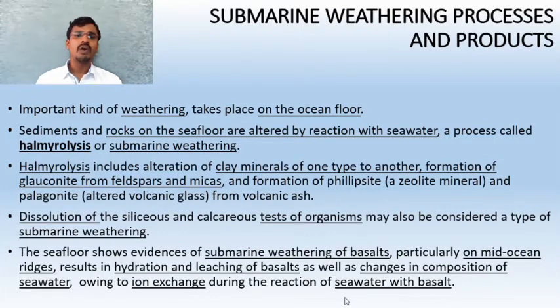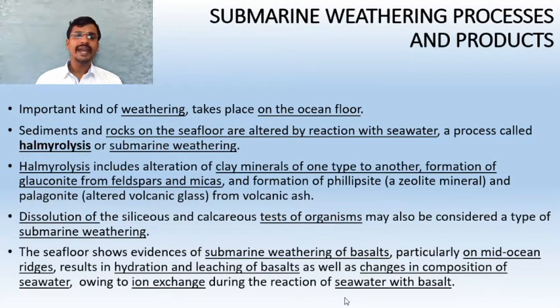Hydrolysis includes alteration of clay minerals of one type to another, leading to the formation of glauconite from feldspar and mica, and formation of philipsite, which is a zeolite mineral, and palagonite, which is basically altered volcanic glass from the volcanic ash. Dissolution of the siliceous and calcareous tests of organisms, which is nothing but the shells of the organisms, may also be considered a type of submarine weathering process.